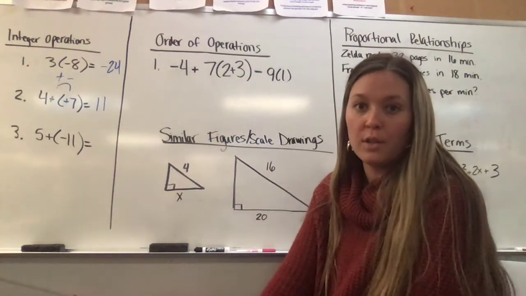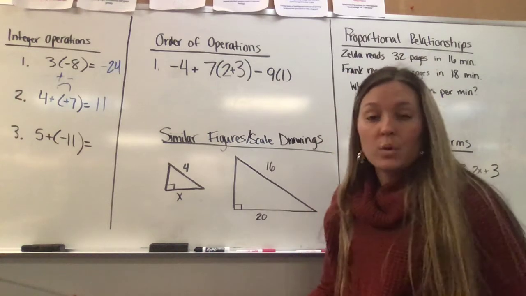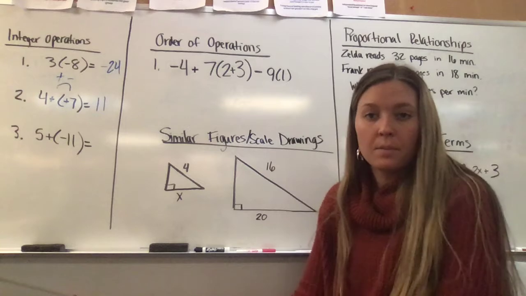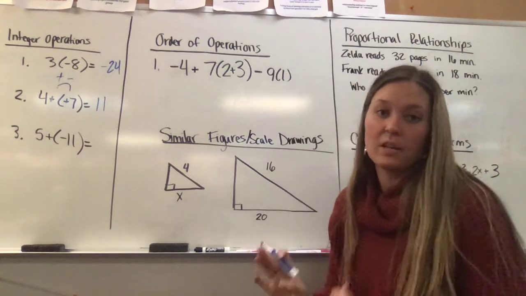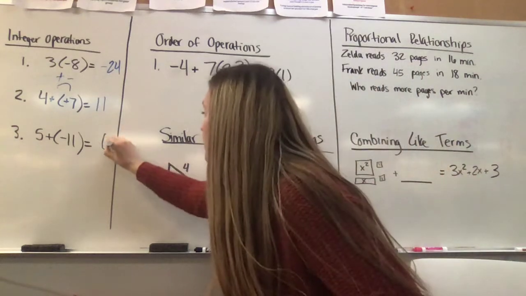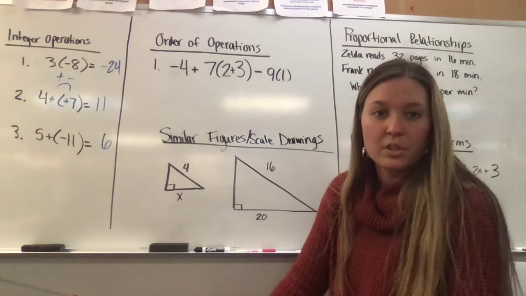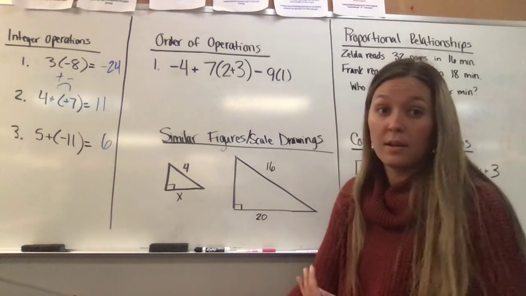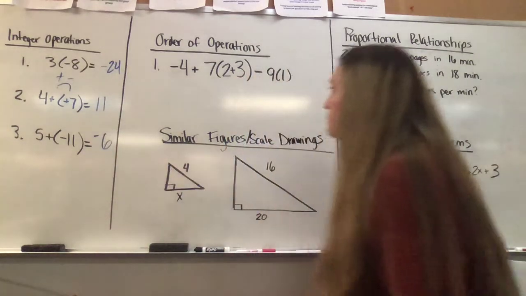All right, question 3. We have 5 plus -11. When you add integers that have opposite signs, you ignore their signs. So you take the absolute value of them. So we have 5 and 11. 5 and 11 are 6 apart. Okay, so you find the difference between the 2, and then the greater one keeps its sign. 11 is bigger than 5, and 11 is negative, so our answer has to be negative.